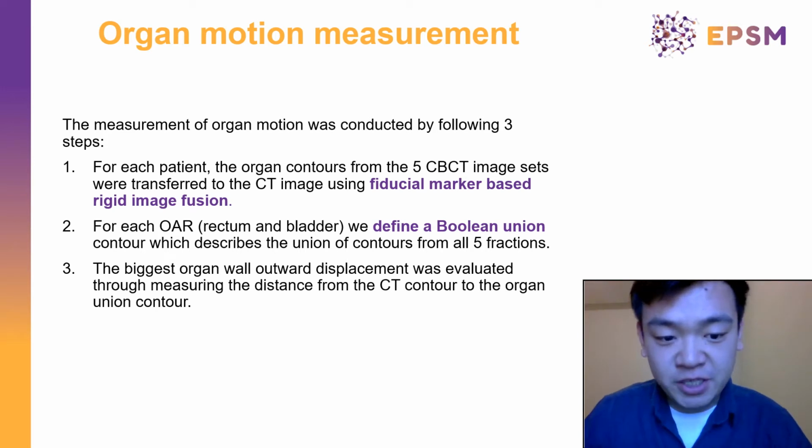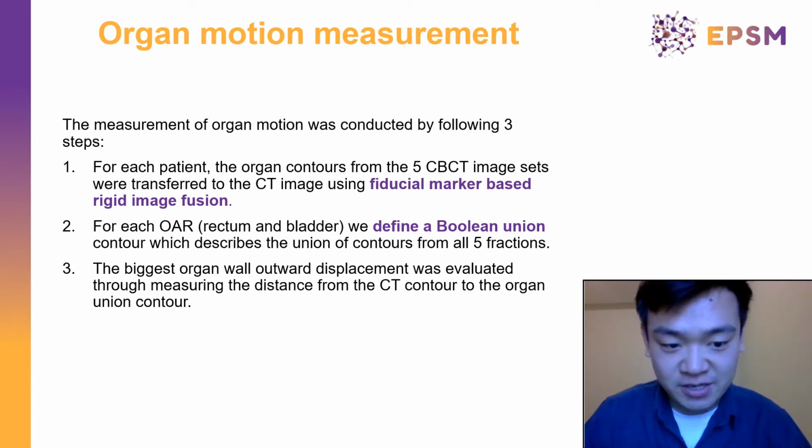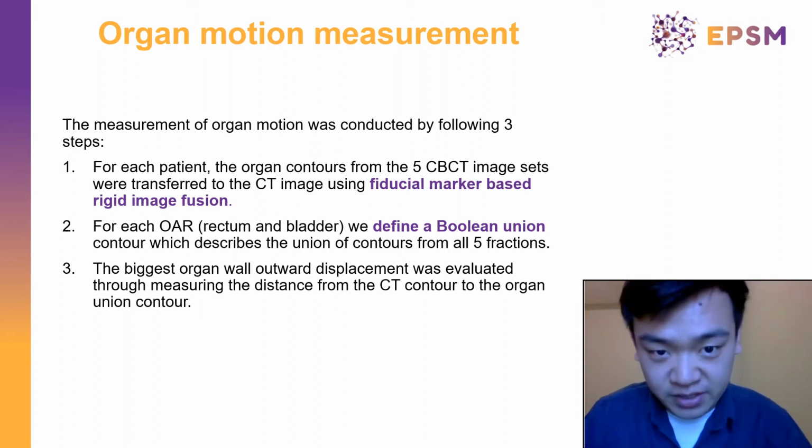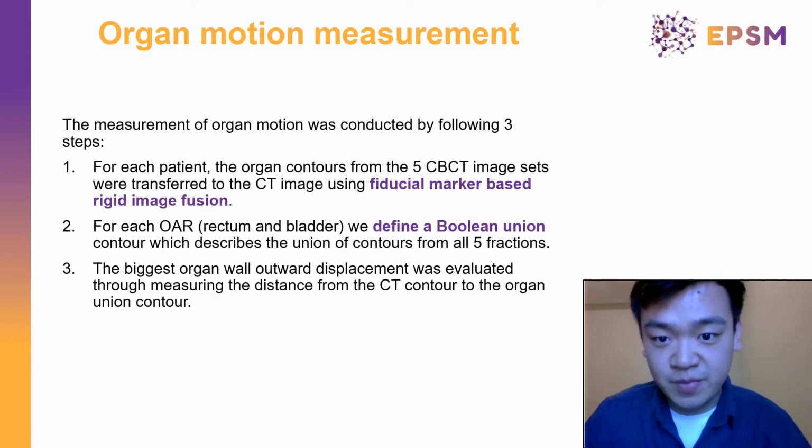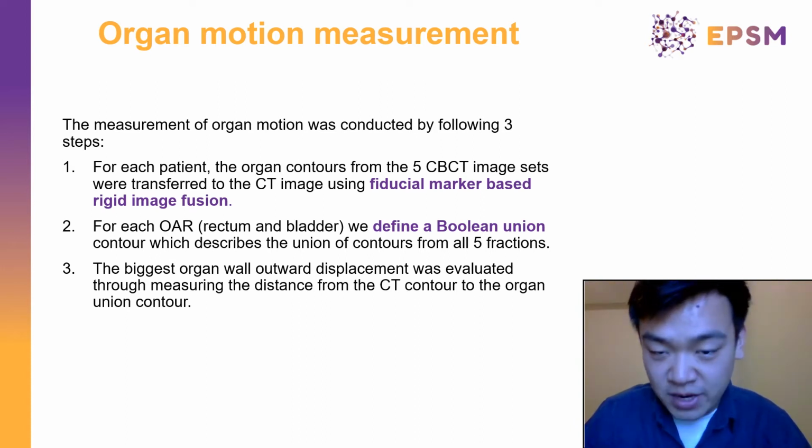And then, for each OAR, we define a union contour which describes the union of contours from all 5 fractions. And finally, the biggest organ wall outward displacement was evaluated through measuring the distance from the CT contour to the organ union contour. For each of the patients, we measured the largest wall outward displacement in 5 directions for bladder and 4 directions for the rectum, and we analyzed this displacement on the transverse slices of the PTV, usually 15 to 20 slices.